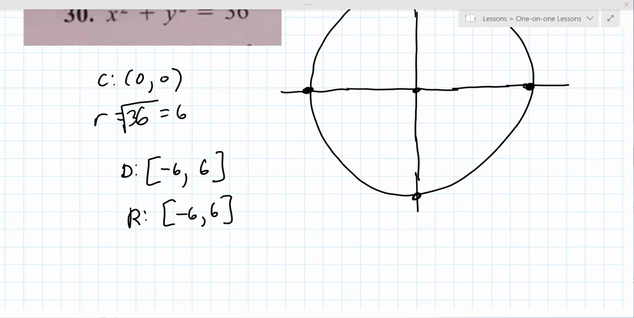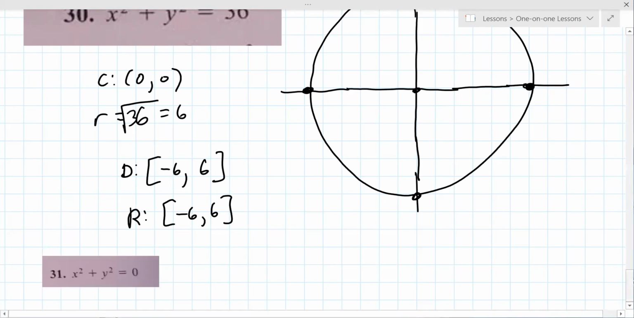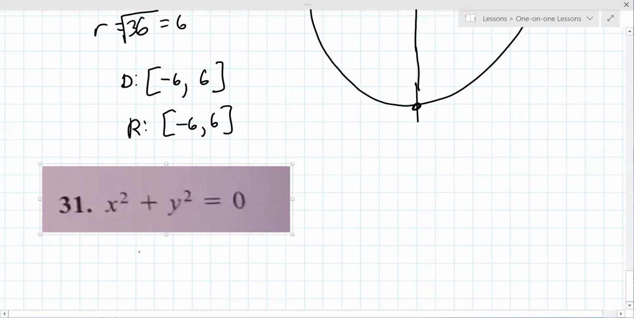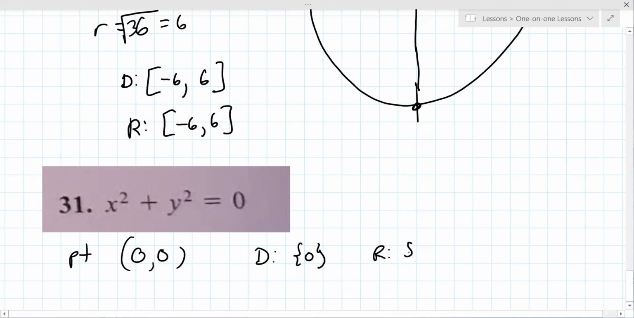Okay, so 30. What is the graph of 31? It's like number 19. So 31: how can two numbers add together and get 0? Both 0, 0 plus 0. So it's the ordered pair 0, 0. The domain is just 0, and the range is just 0. And it's just a point. I don't even know how you graph that. Point. Done.